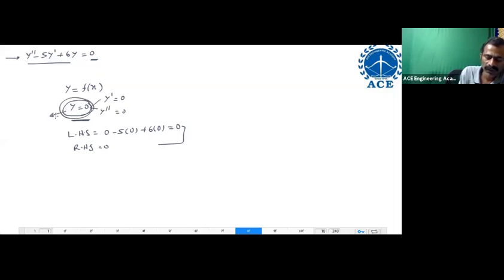Therefore, y equal to 0 is a solution. y equal to 0 is a solution of the differential equation. Right? And this solution is called the zero solution or trivial solution. This is called the zero solution or trivial solution.